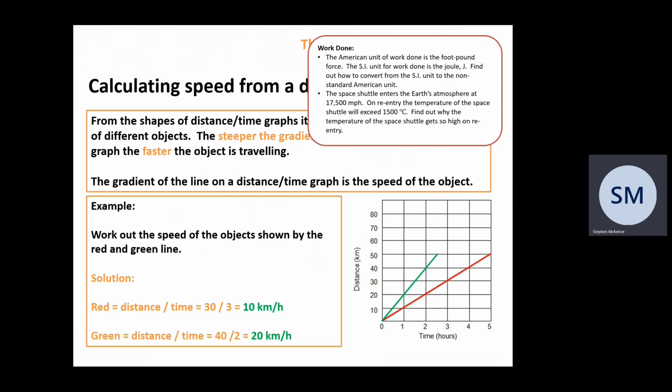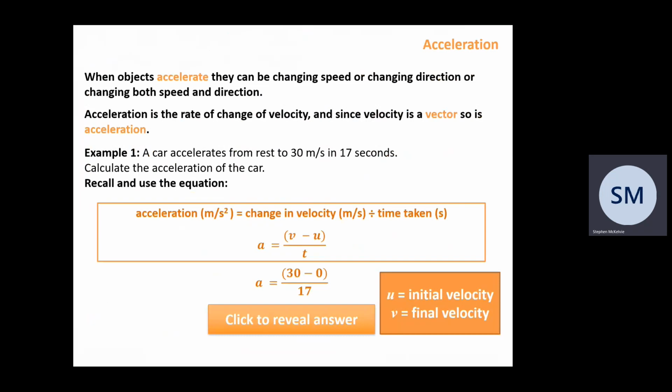Your answers, and again, we can find the acceleration of an object if we've got the change in velocity. Now, it's difficult to do that with a distance time graph. It's much easier with a velocity time graph. But acceleration is when objects change speed or change direction or change both speed and direction. And we'll come on to this later on when we're looking at centripetal force.